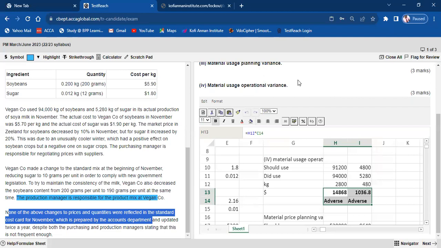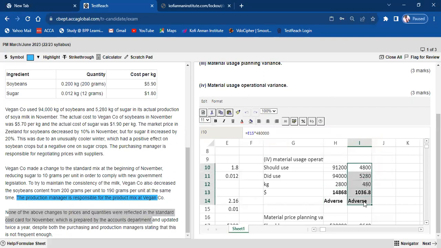Still looking for reasons. We used more sugar than budgeted, than the revised budget. Could it be also that because the quantity of soy milk used was more, the production manager had to use a lot more sugar to compensate for it? Other than that, it will not be as tasty.